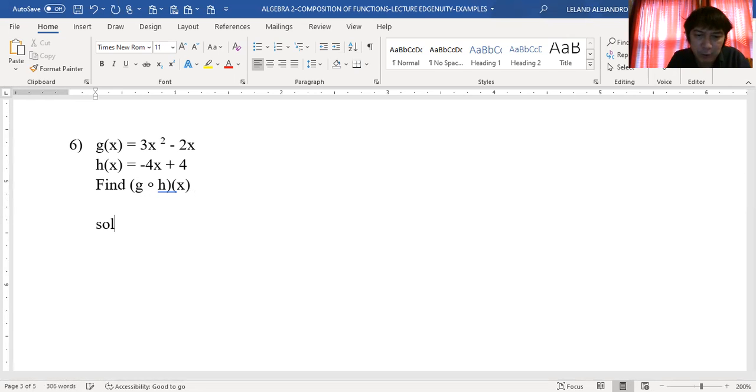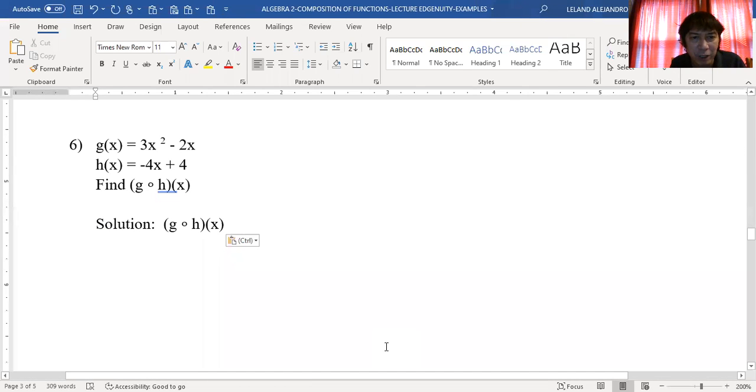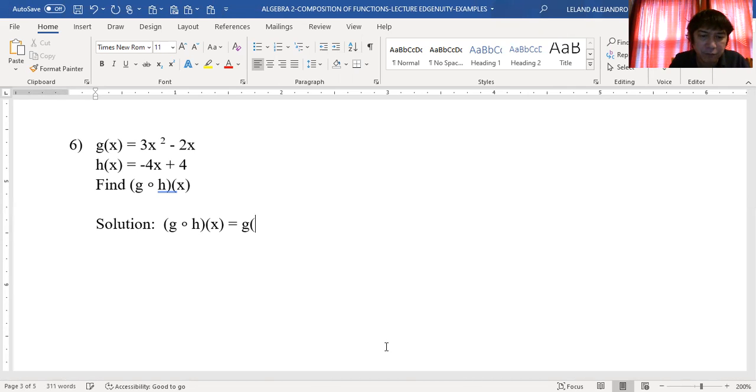The keyboard sends characters in a different cursor position. So this is the solution. All right, g of h of x, and this means g of h of x.